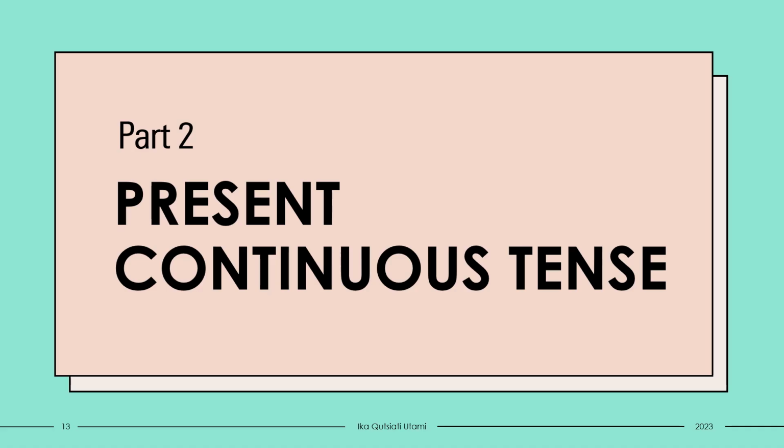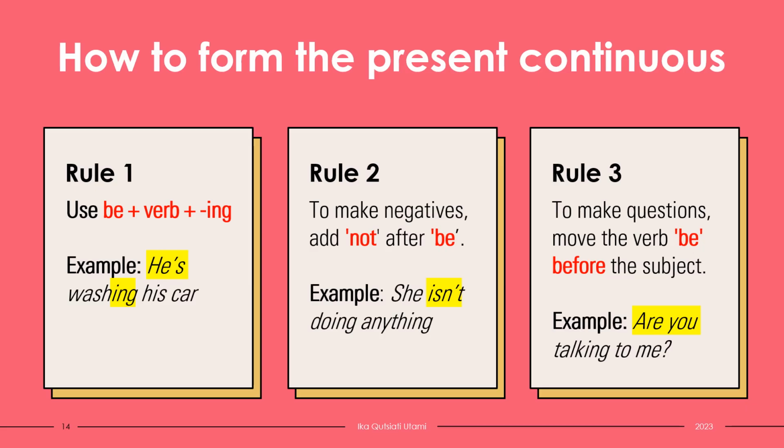We will also talk about all the possible meanings of the present continuous tense. Whether you are a beginner or an advanced learner, you are sure to find something new in this video. First, how can you form the present continuous tense? To form the present continuous tense, you should use be plus verb plus ing.